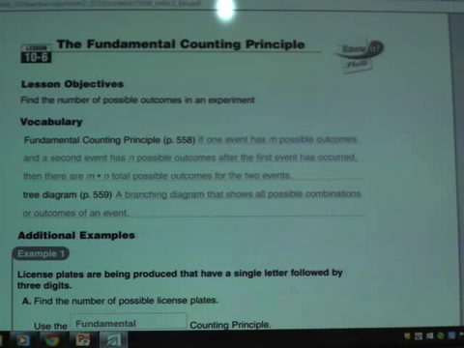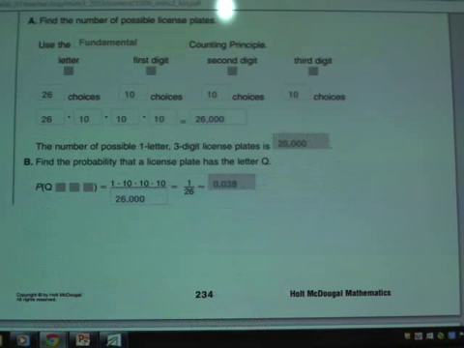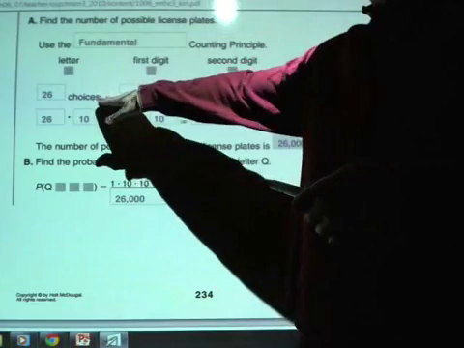Alright, so let's go ahead and start taking a look at our examples here. Number 1 says license plates are being produced that have a single letter followed by 3 digits. And we're supposed to find the number of possible license plates. So we see that the first spot has to be a letter. There's 26 different letters in our alphabet, so there's 26 choices for the first spot on the plate. So that's why the first thing they've written here is 26.